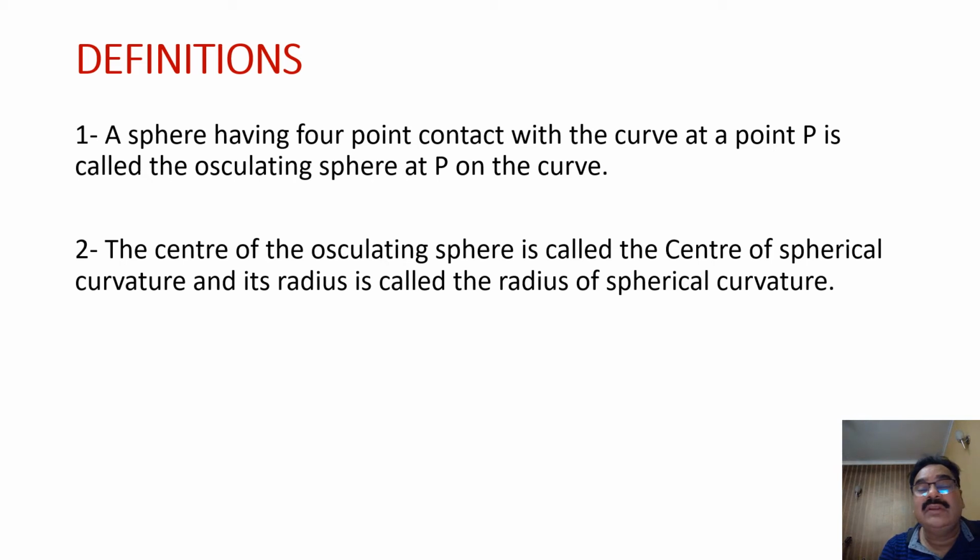Now the following definitions arise, and you have to remember these definitions. A sphere having 4-point contact with the curve at a point P is called the osculating sphere at P on the curve, and the center of the osculating sphere is called the center of spherical curvature, and the radius is called the radius of spherical curvature. So these two new definitions you learn, and you have to remember them.